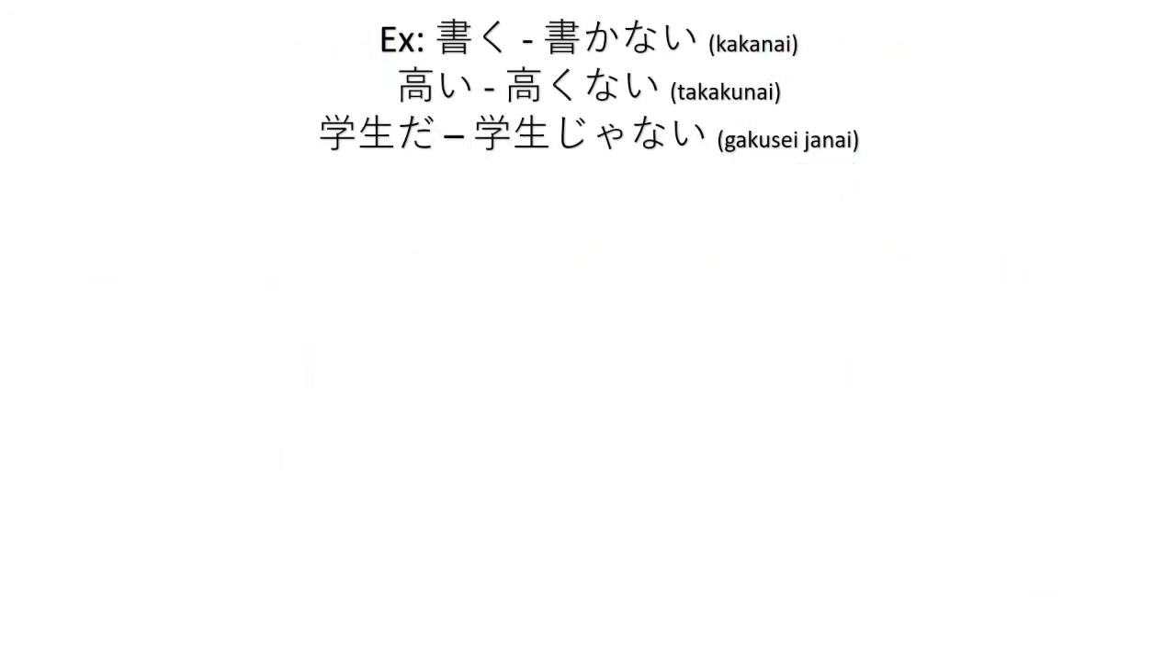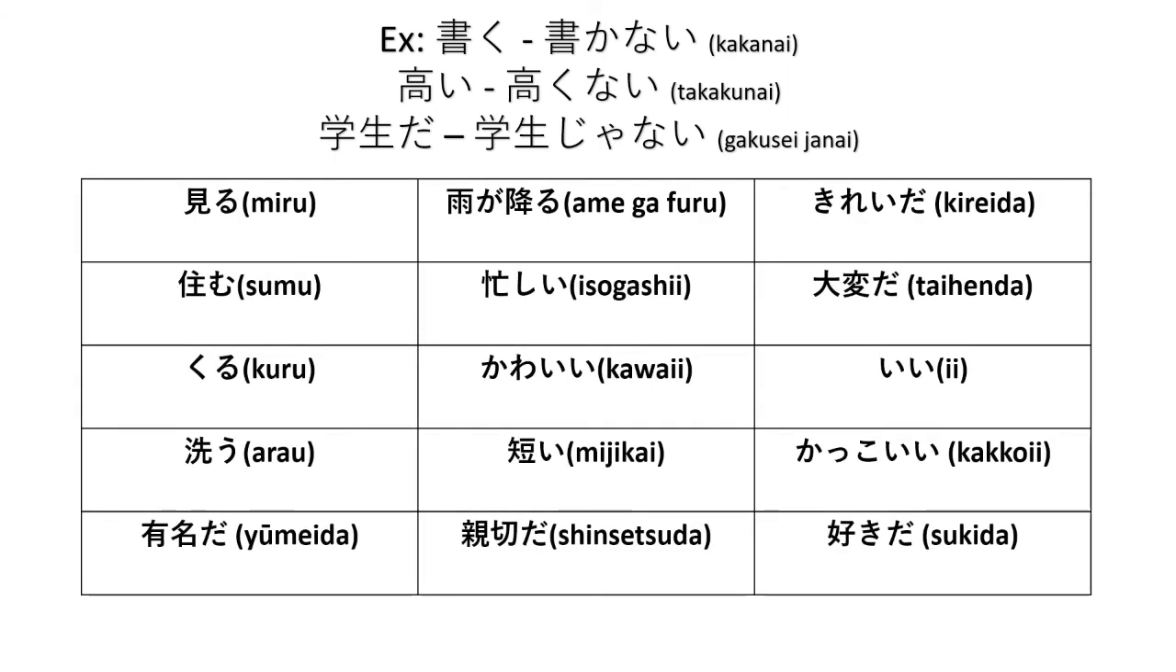Alright, some exercise. We're going to change this present affirmative casual form into present negative casual form. For example, kaku, kakanai. Takai, takakunai, expensive. Gakusei da, gakusei janai. Okay? So these are the words that we're going to change into the negative casual form. You may pause the video or you may continue watching for the answers.